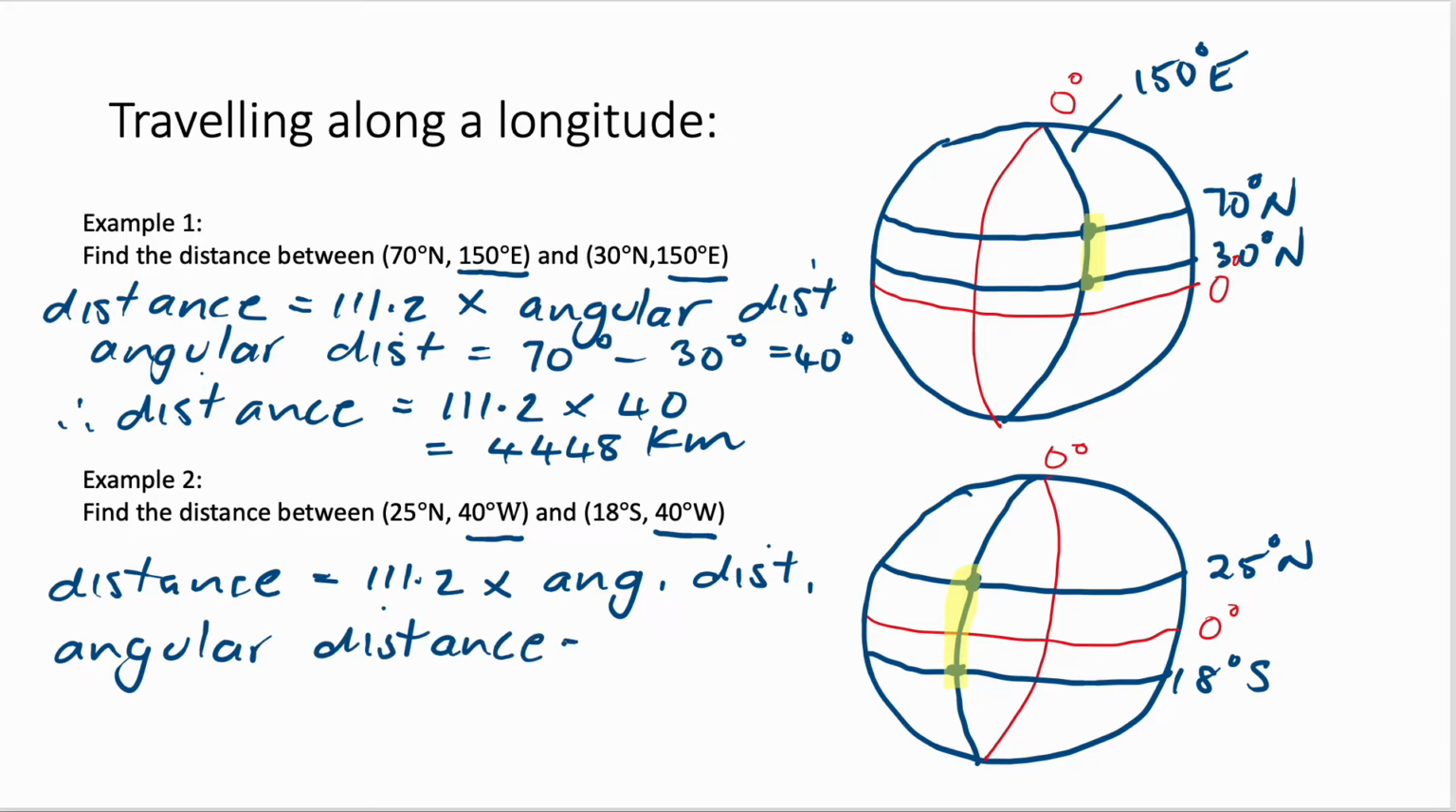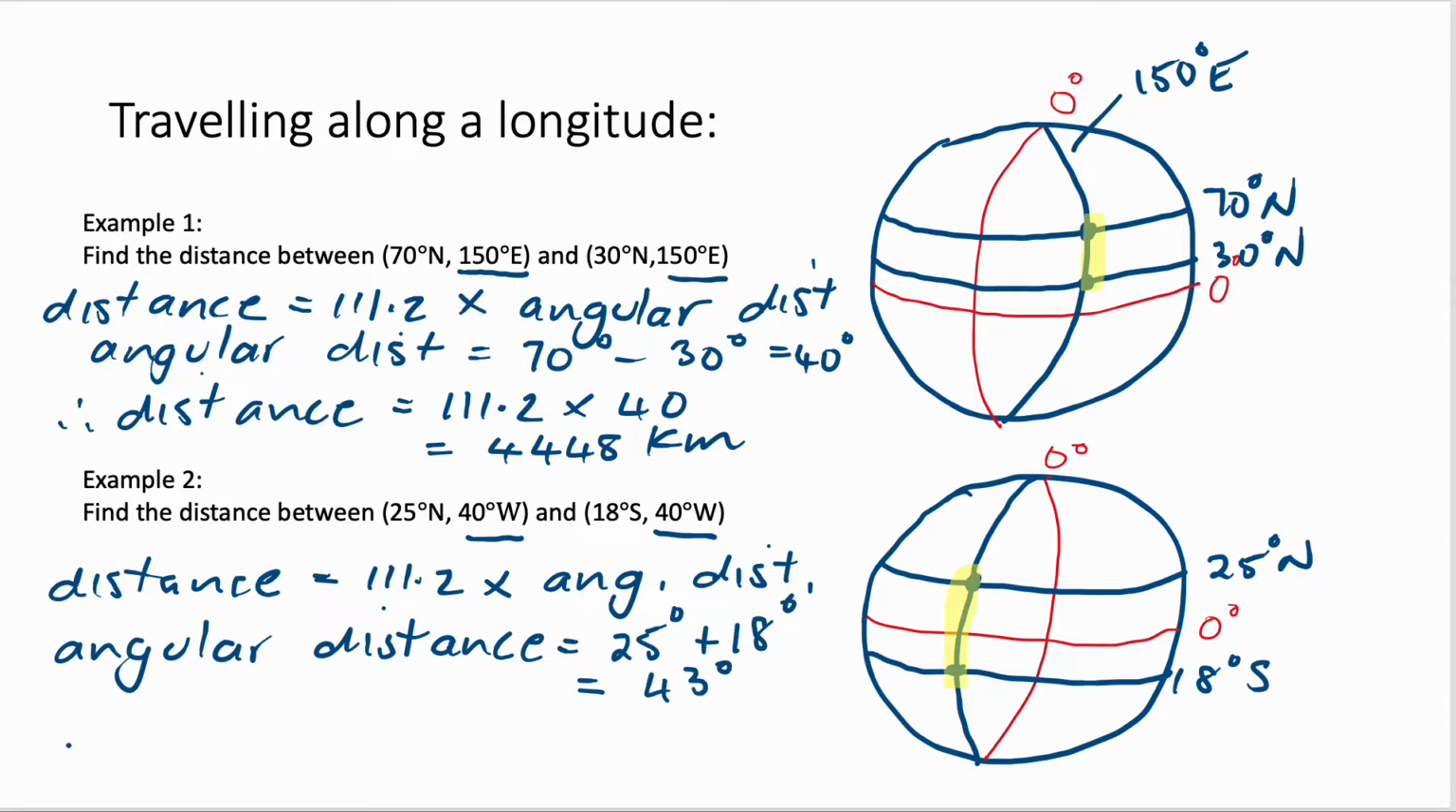So that really is our change in latitude in this situation, we could call it. Notice if one of our locations is north and one is south, we're crossing the equator. So this time we have to add those two angles together. 25 degrees plus 18 degrees is 43 degrees.